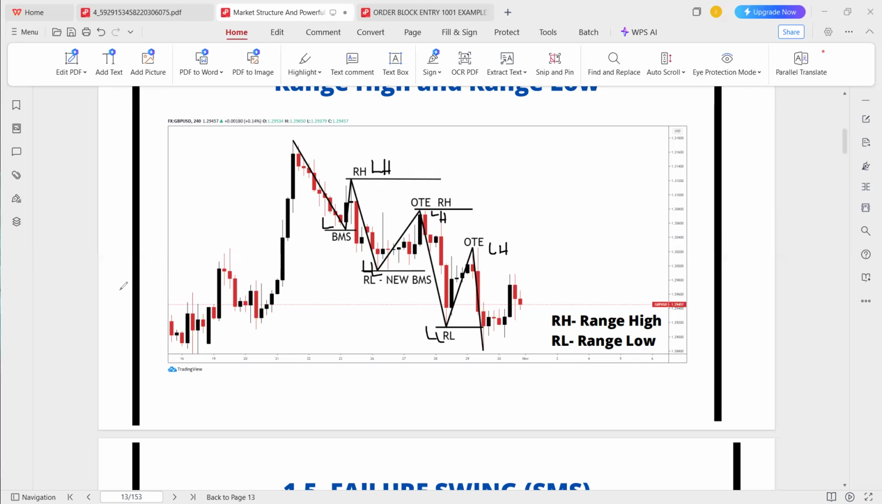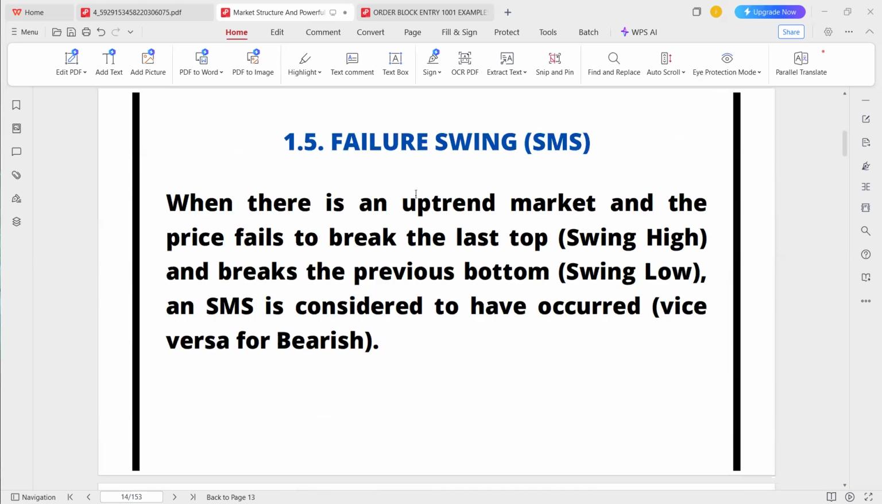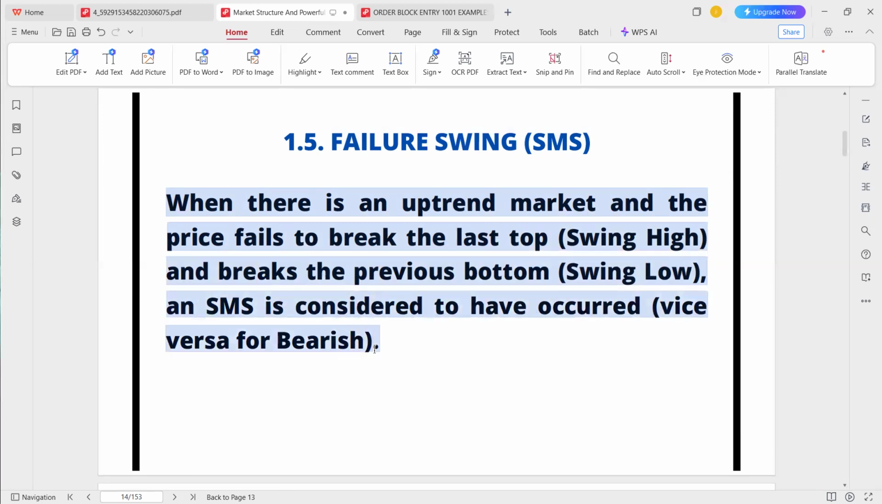All right, so into the next, we're going to look at the failure swing, or SMS. Personally, this is my first time getting this term, but once you get into the charts, everything becomes a bit clearer. A failure swing or an SMS is when there is an uptrend market and the price fails to break the last top, or the last swing high, and breaks the previous bottom, which is a swing low. An SMS is considered to have occurred, and it's vice versa for a bearish move.